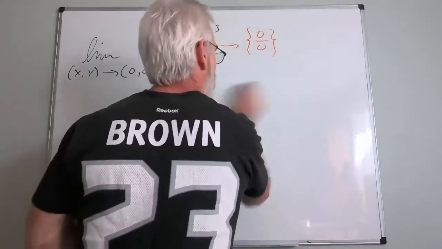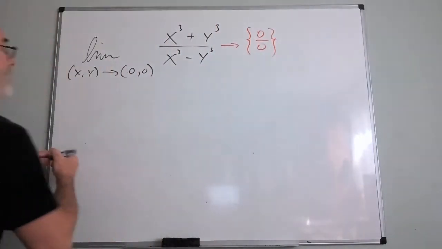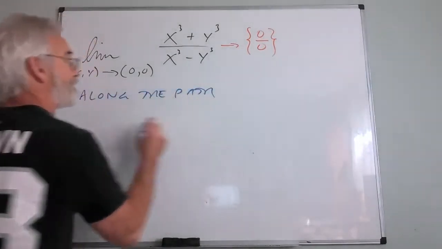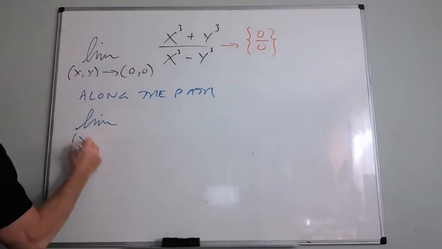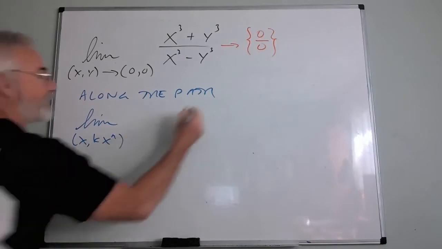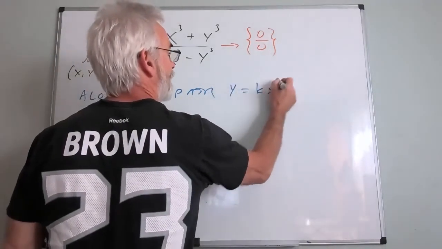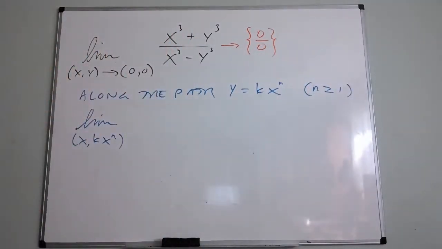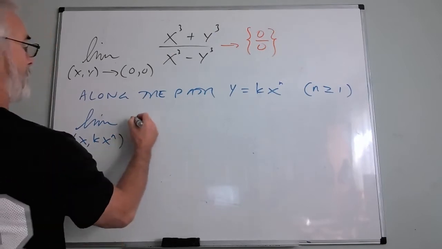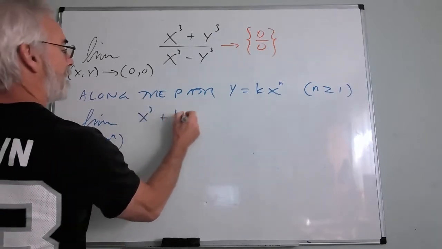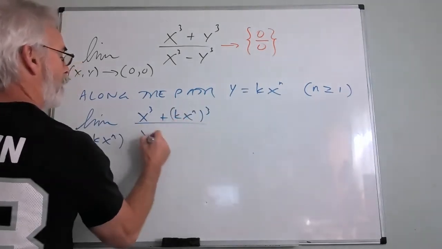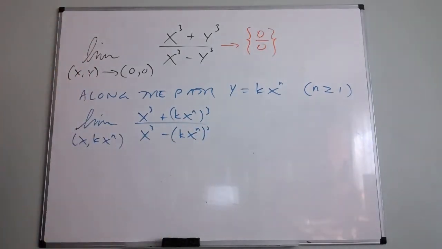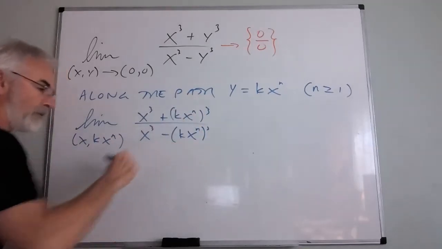If I said, let's choose this, then I'm going to write it like this, along the path, because we can get in trouble sometimes. So I'm going to say as x comma kx to the n, along the path y equals kx to the n, where n is greater than or equal to 1. And again, I don't want to run the risk of certain types of discontinuities. So then on top, I would have x cubed plus kx to the n cubed over x cubed minus kx to the n cubed. Now I can clearly pull an x cubed out of every term.